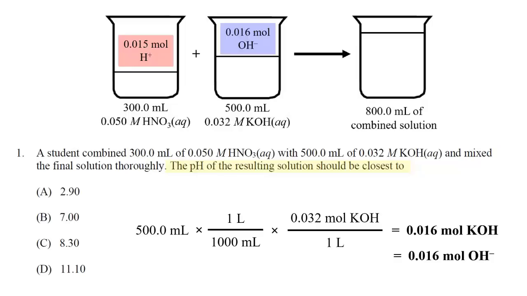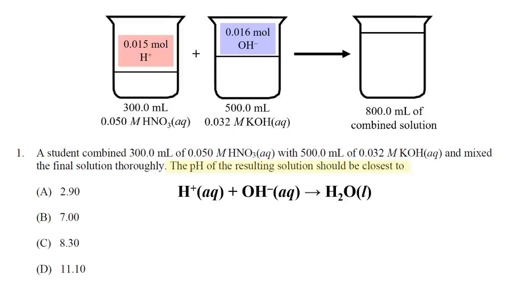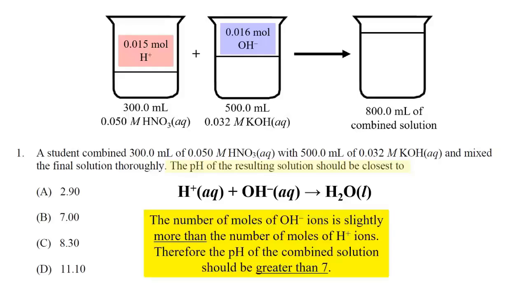Well, now, as you look at these two number of moles side by side, you can see that the number of moles of the hydroxide ion, 0.016, is slightly larger than the number of moles of the H plus ion, 0.015. So after this chemical reaction takes place between the strong acid and the strong base, there's going to be a little bit of leftover hydroxide at the end of this experiment. So the number of moles of hydroxide ions is slightly more than the number of moles of H plus ions. So at the end of this experiment, the pH of the combined solution should be greater than 7.